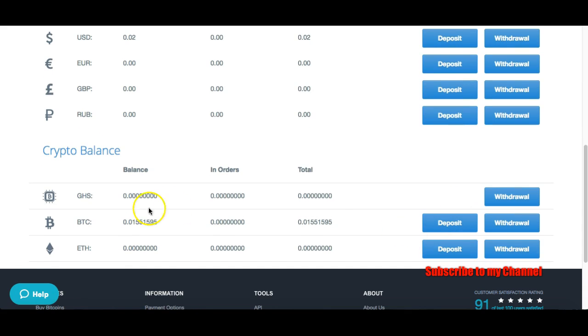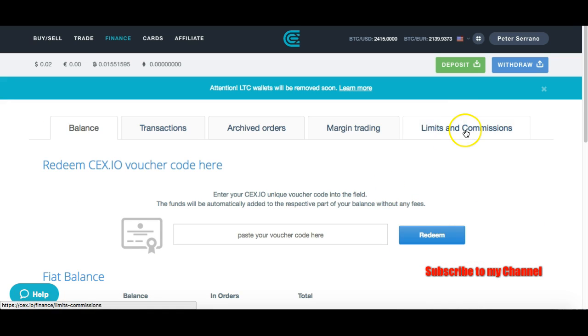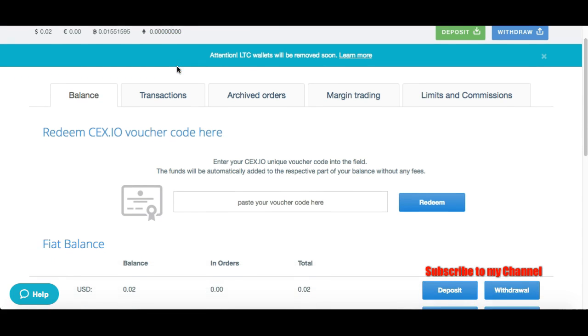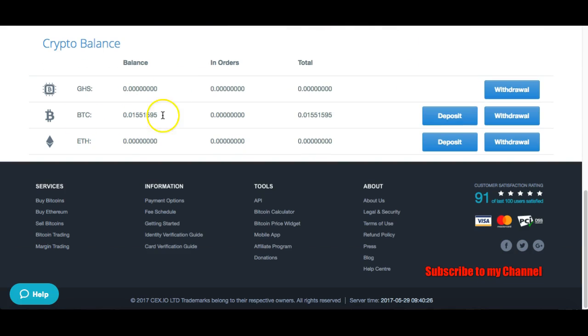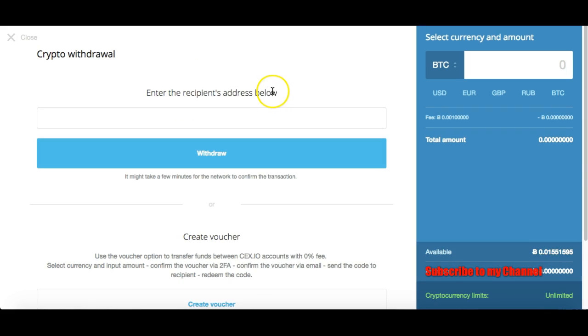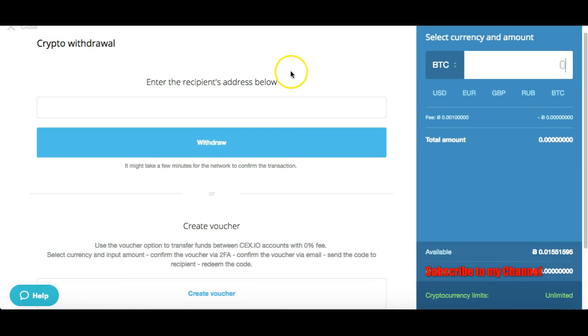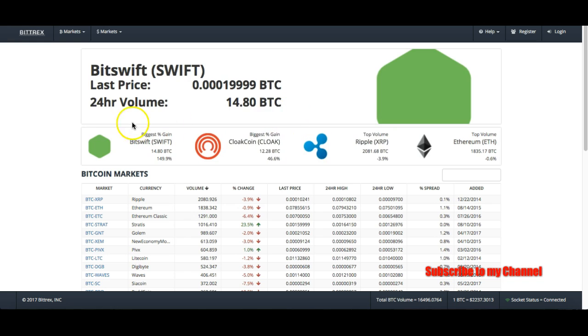get our... let me see real quick, where is it? I'm trying to look for my Bitcoin wallet address. I don't believe it's in withdrawal. Yes, it is. All right, so we're gonna withdraw, okay, and we're gonna withdraw into our platform.